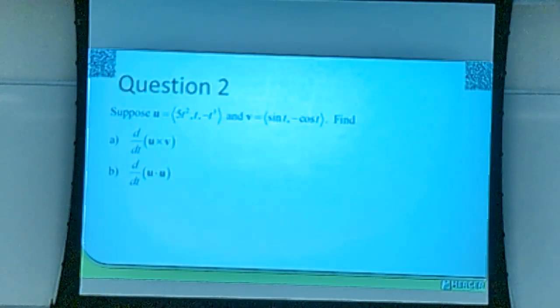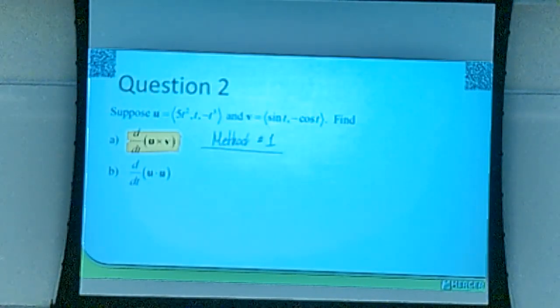We're going to find the derivative of u cross v first. Two ways. Both methods.